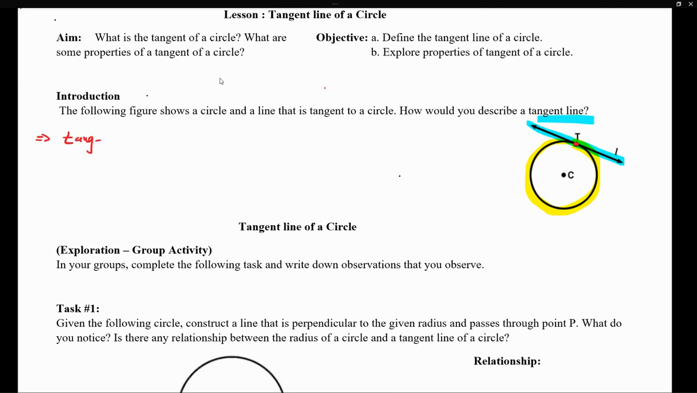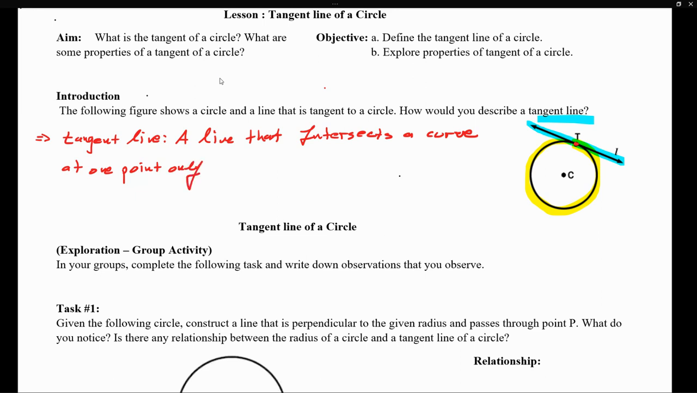So a tangent line is a line that intersects a curve, which in this case, right now, our curve is a circle. It doesn't always have to be a circle. It's just a curve, so any kind of a silhouette. So a tangent line is a line that intersects a curve at one point only. And this is pretty much the definition of a tangent line.